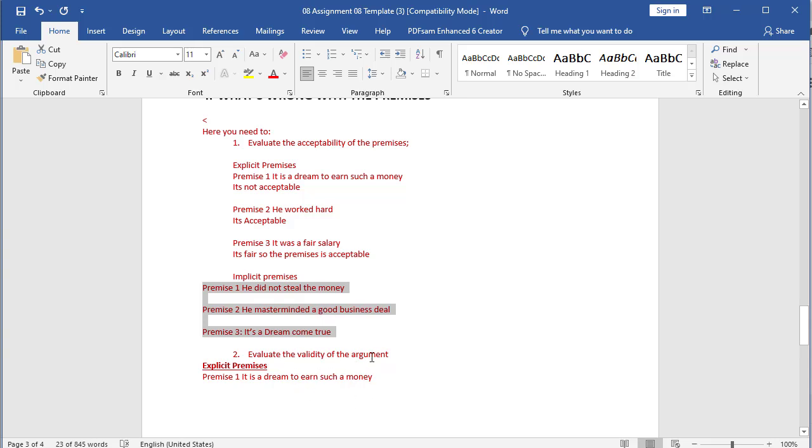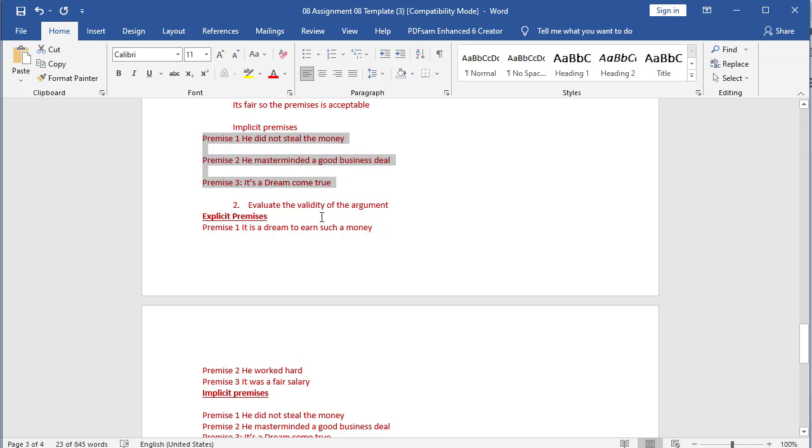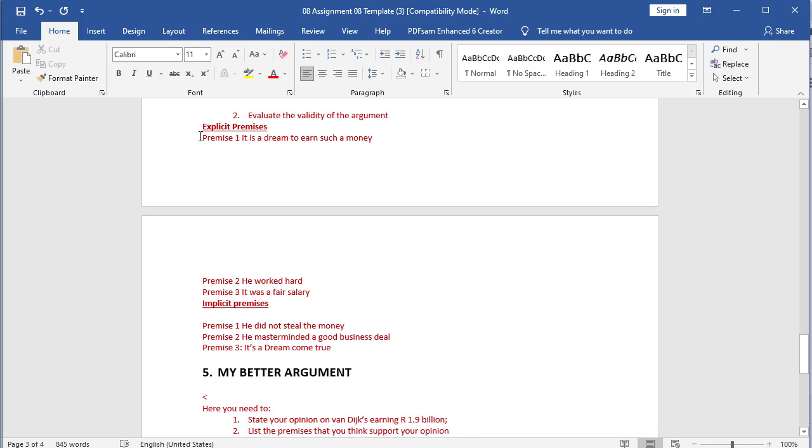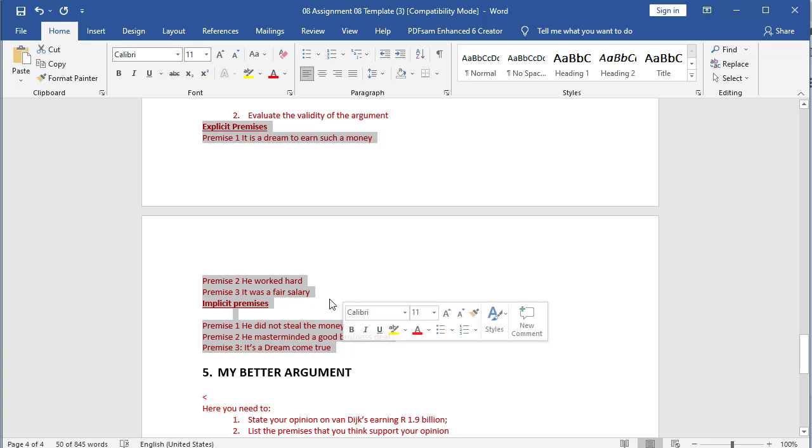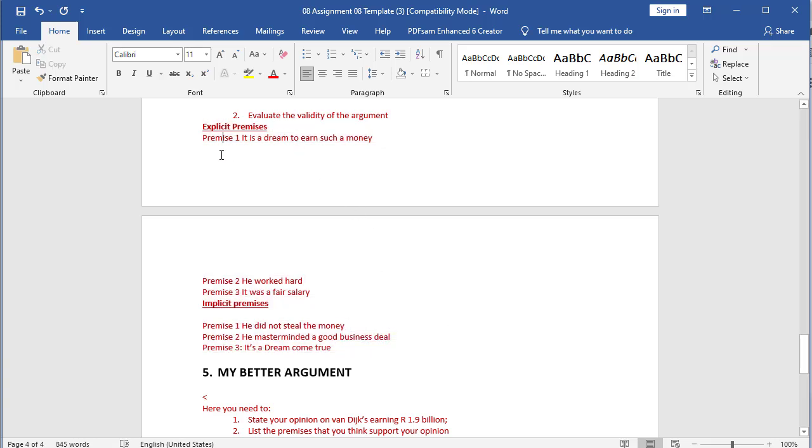And then the very same thing is you are going to evaluate the validity. Is it a valid premise? Do you think that the premise is valid? Yes, it's valid or not. If you say it's valid, you give your explanation. If it's not valid, you give your explanation. That's what you're going to do. You're going to do the very same thing with all the premises. That's why I copied and pasted the premises here, so that you can understand and write the assignment. So you're going to write it's valid, it's not.